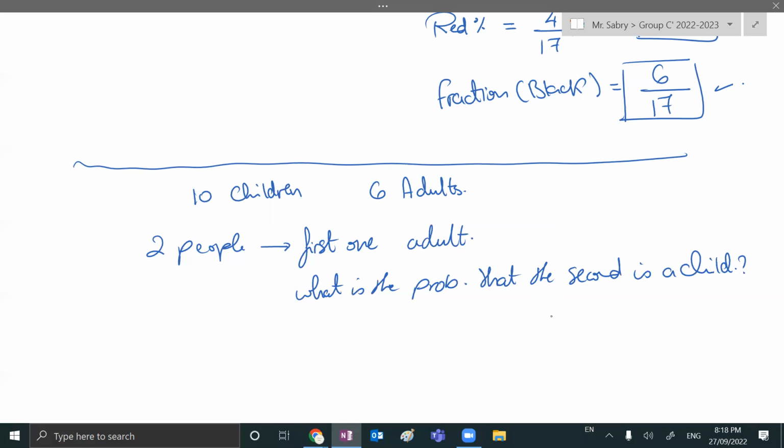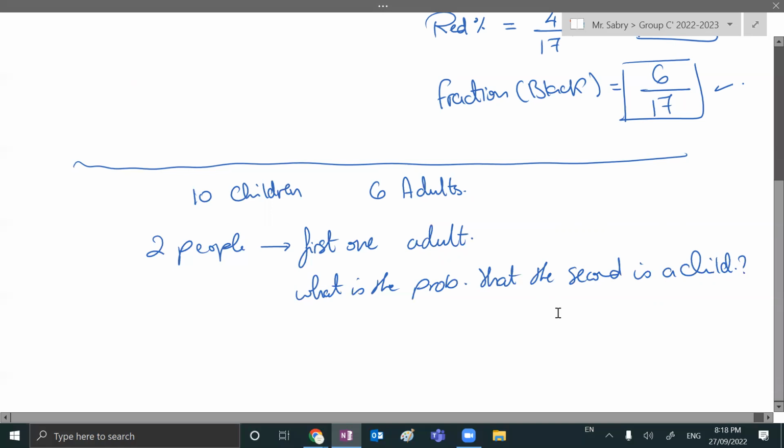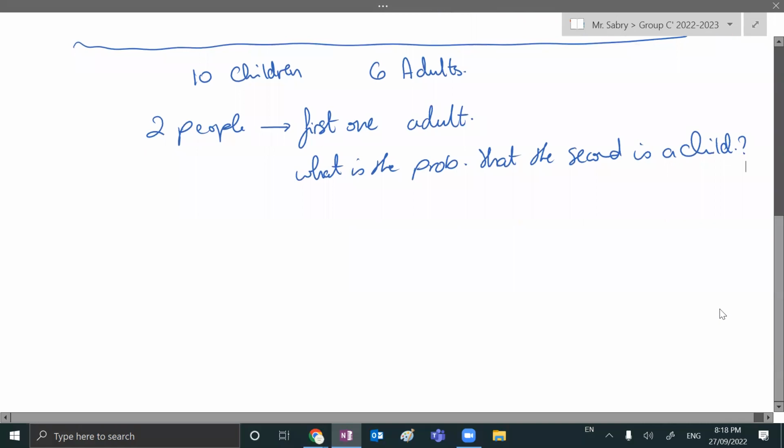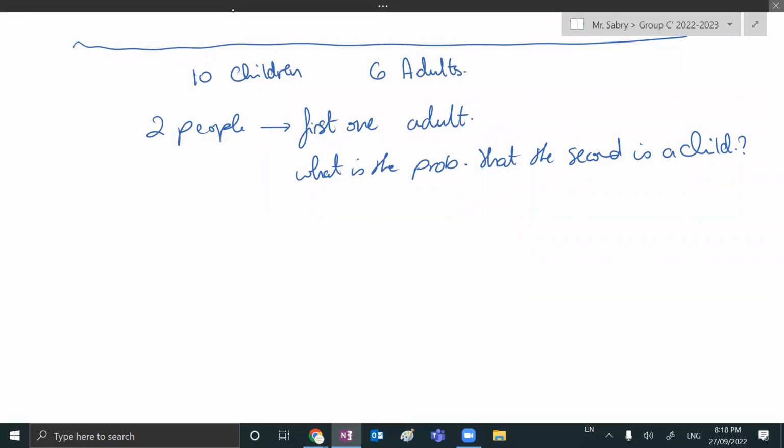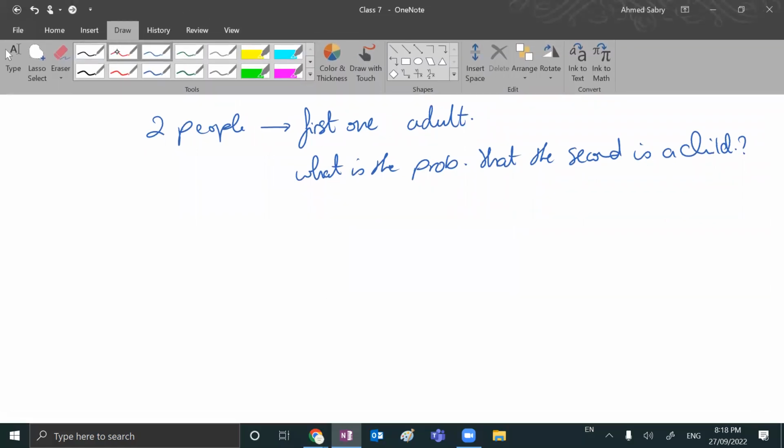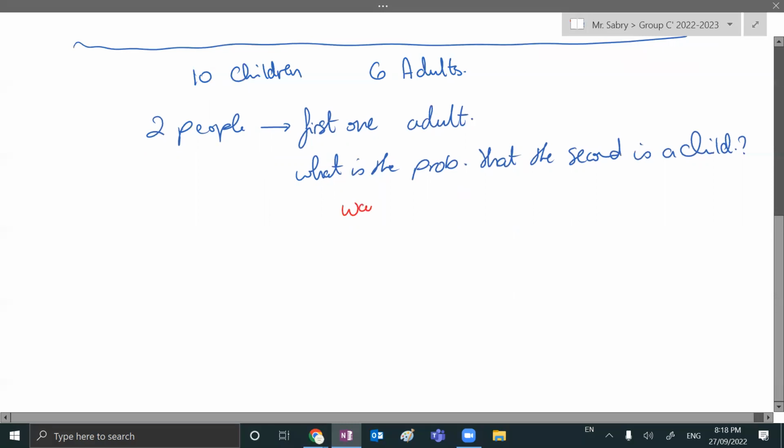Would someone like to do this with me or help me through this, even if you think you don't know, and especially if you think you don't know? Come on. What do you think? The wanted, the probability of a second child, is wanted over the total. Perfect. The wanted will be the child, so it will be 10 over 16.